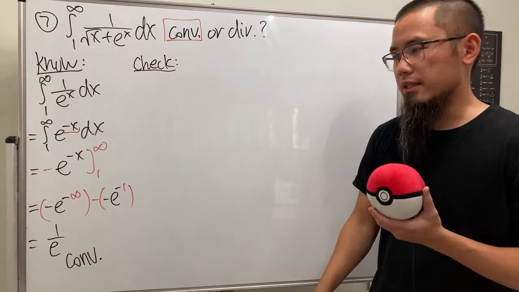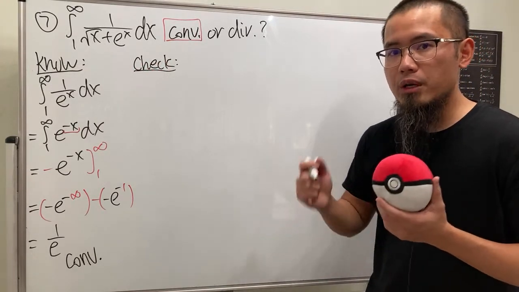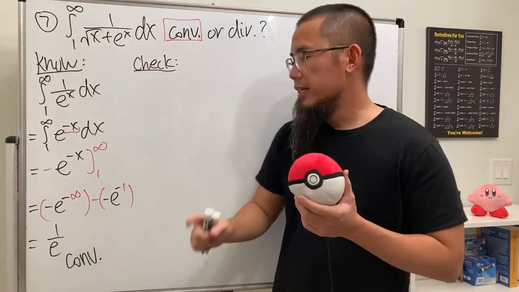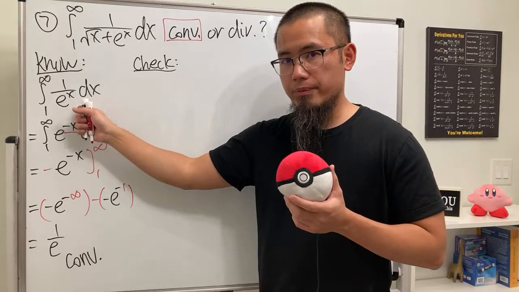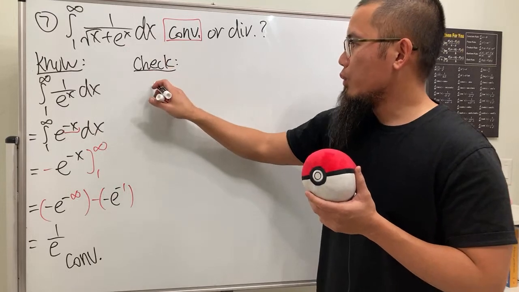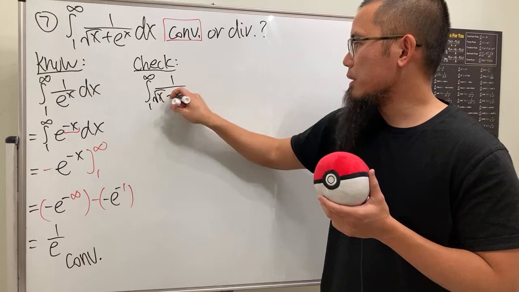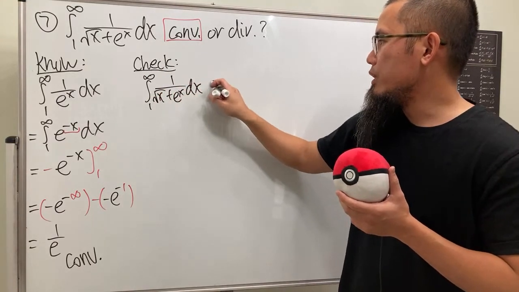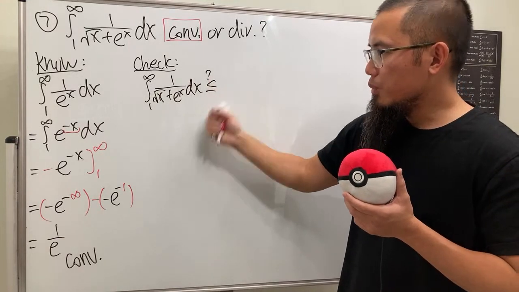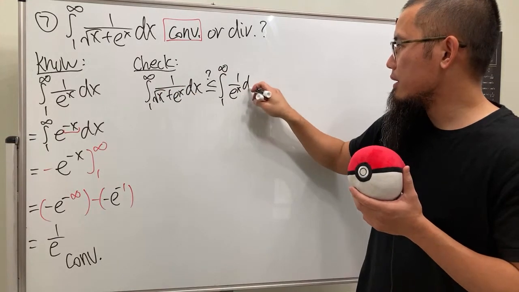And for the comparison test, this is technically called the direct comparison, meaning that we're just going to compare inequalities. We hope to show that this right here is smaller than or equal to this right here because we have a convergence situation. So let's go ahead and write that down. We hope to show that the integral going from 1 to infinity, 1 over square root of x plus e to the x dx. We really hope to show, but we don't know yet, smaller or equal to that, 1 to infinity, 1 over e to the x dx.